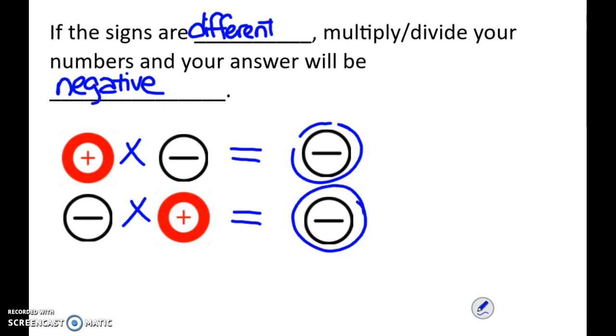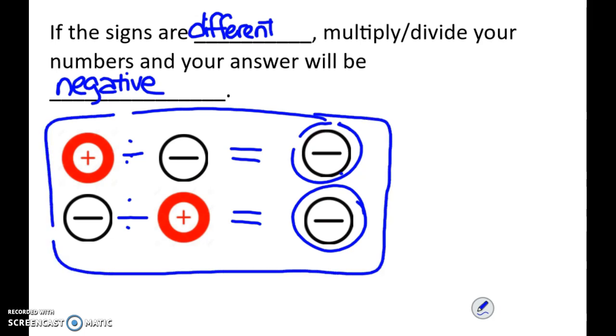Okay? So you need to draw this in on your notes so you can see a positive times a negative is negative. A negative times a positive is negative. The same thing happens if we're dividing. So if we have a positive divided by a negative, the answer is still negative. And a negative divided by a positive, the answer is still negative. Okay? So make sure you have this diagram in your notes somewhere underneath those words for that section.